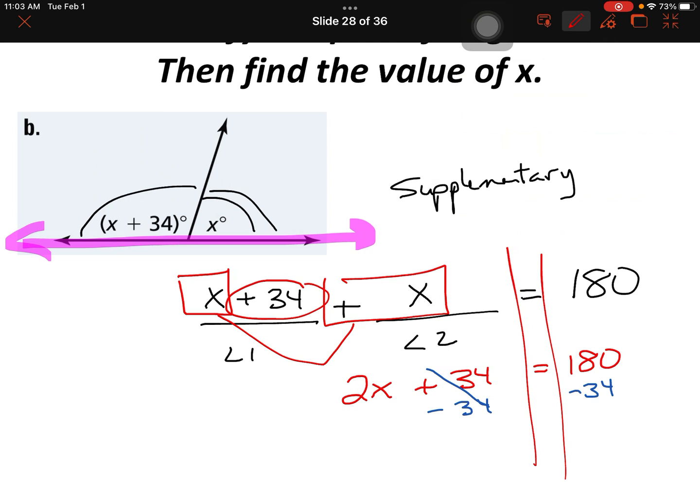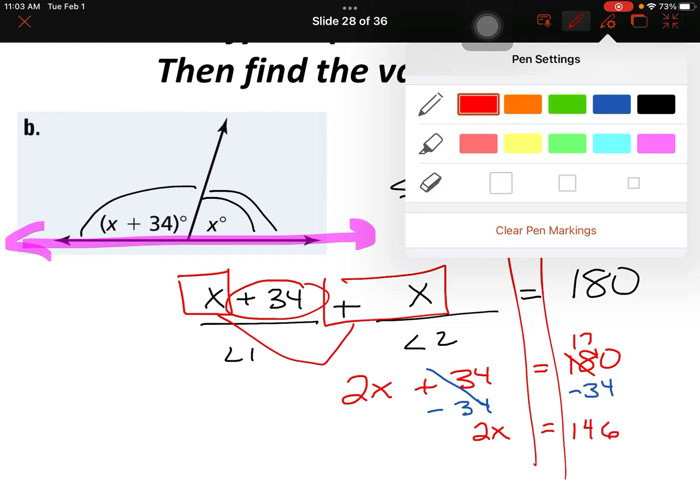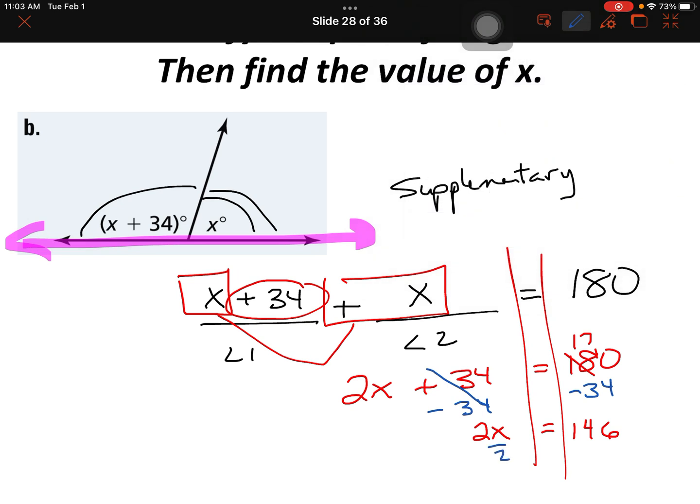Now we're left with 2x on this side because we subtract 34. I subtract 34, and that's going to give me 146 if I'm doing my math right. Now that's 2x, so I'm going to divide both sides by 2, and that's going to give me x equals 73. And you're allowed to use your calculator as you're going through this. So in this case, we had to combine like terms because we had more than one x, and then we undo our addition and subtraction first, and then undo our multiplication and division.